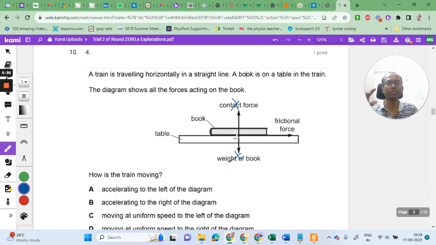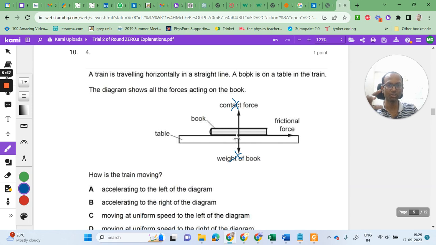That means there is a tendency for relative motion and friction opposes it. So that means the table is trying to move towards the right and the friction is acting on the book to prevent it from moving to the left. But why would the book try to move to the left?